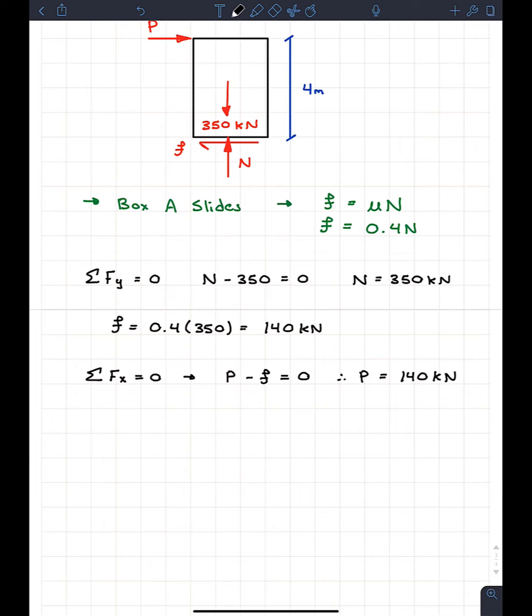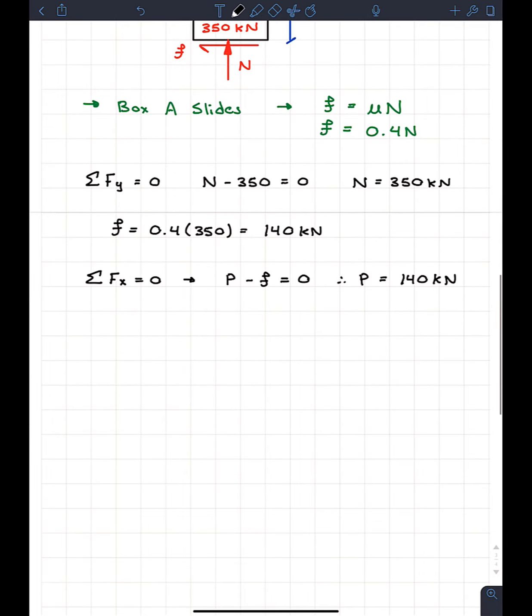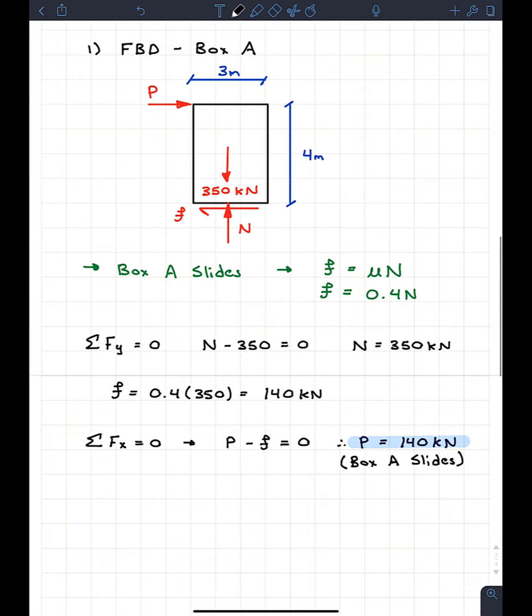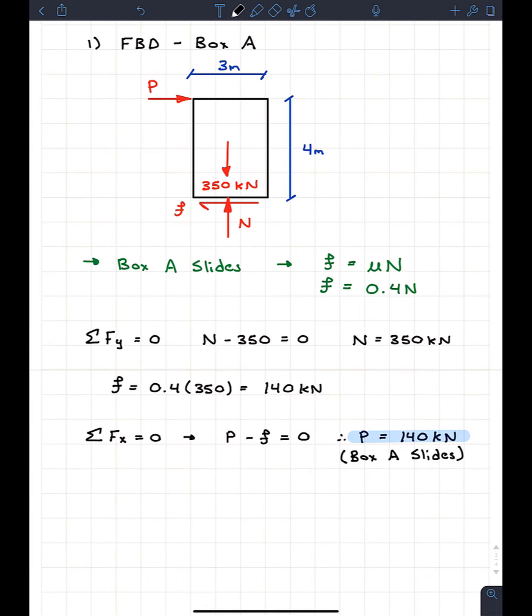So what I'm going to do here is I'm just going to highlight this, because this is not our final answer. Remember, this is just one of the cases. So for this case, I'm just going to highlight it right here so I can come back and check. And actually, what I'm going to put underneath it, just to make sure I remember which case it is, I'm just going to say box A slides. So now when I come back, I can say, okay, the force required to make box A slide is going to be 140 kilonewtons. So that's actually pretty low, and we can see if we can find something lower than that.